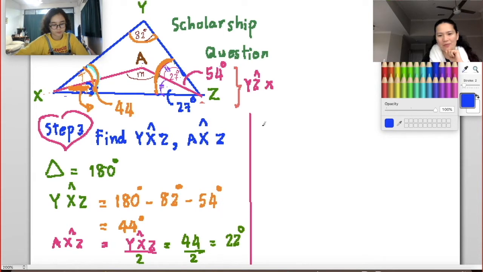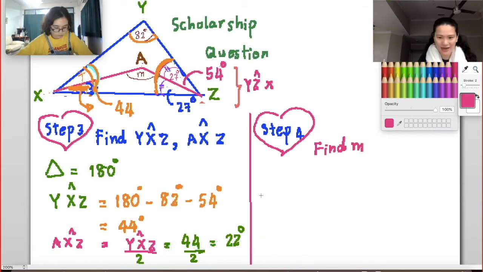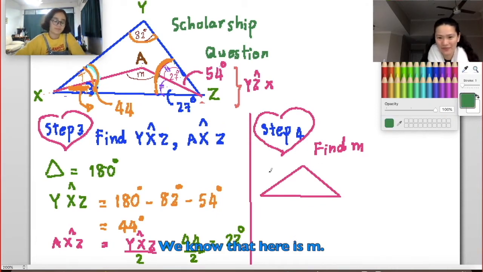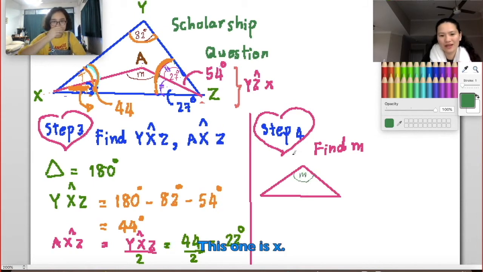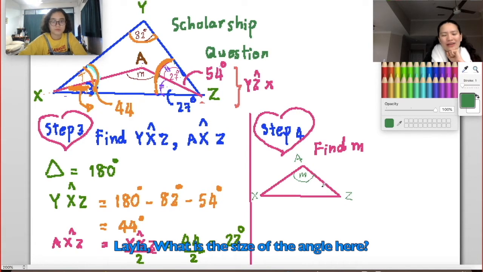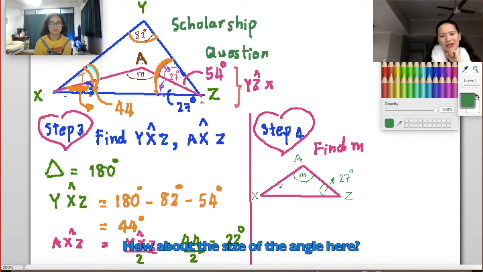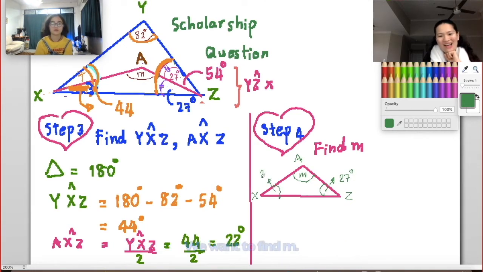Write down together. Step 4. Define M. Let me draw the picture again. A, C. Look like this. Does that look like this one? And we know that here is M. M here. This one X. I'm going to draw X, A, C. Leila, what is the angle here? 27. How about the angle here? 22. Wow! And we want to find M.